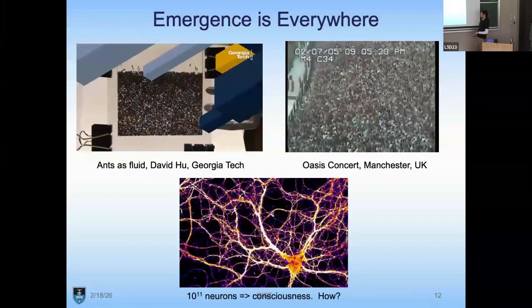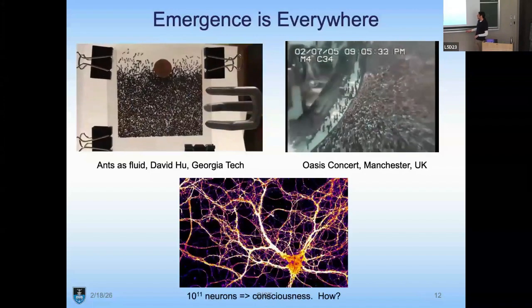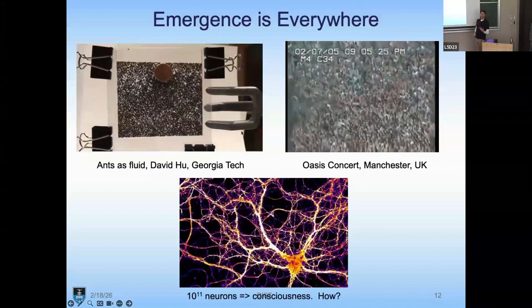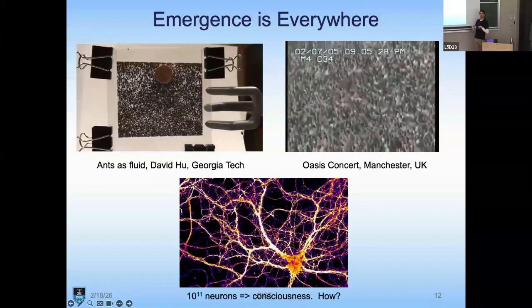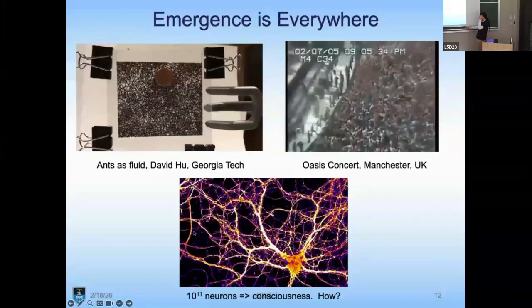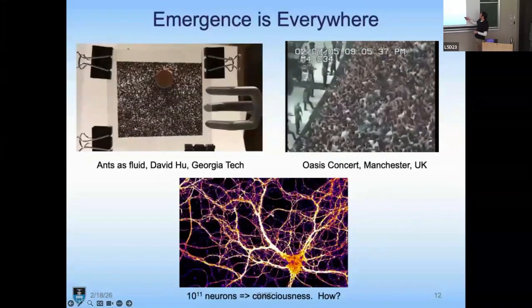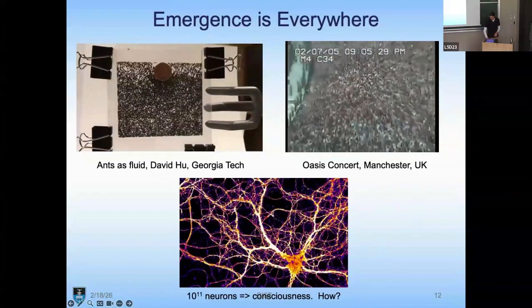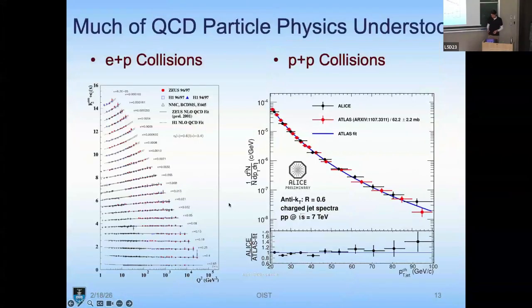And a deeply important fundamental question. We have 10^11 neurons in our brain. How does that lead to consciousness? Consciousness being this emergent phenomenon that comes from the fact that there are just a lot of neurons up here. So all of these things are emergent phenomena because we have many objects all together.